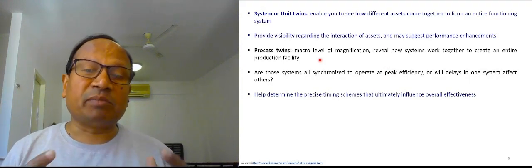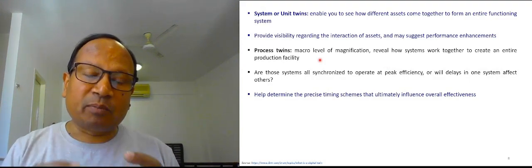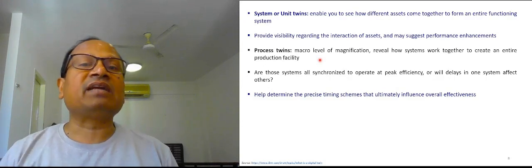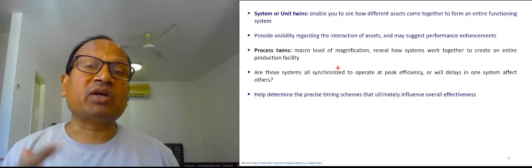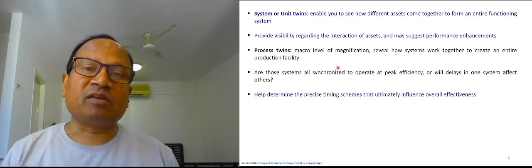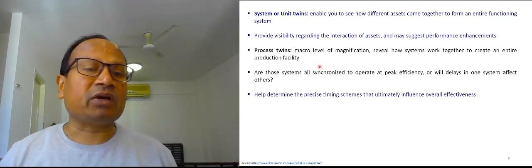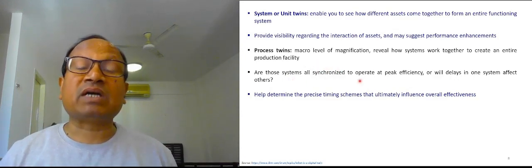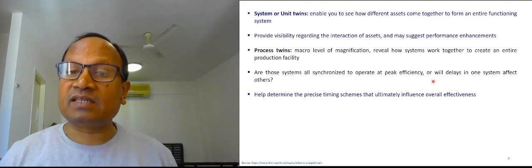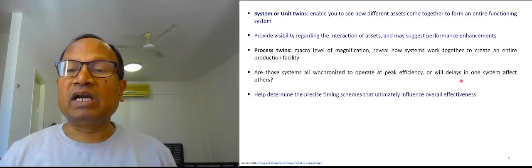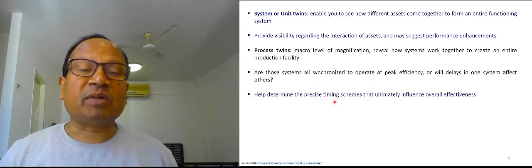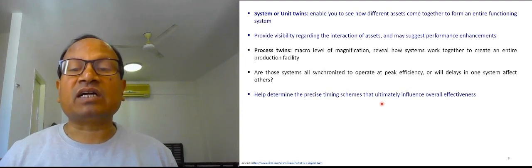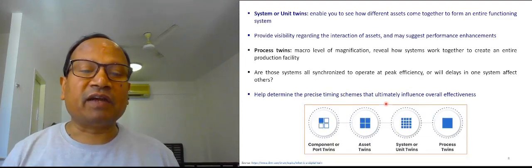So this is very important. I mean, at the process level, for all the processes involved in the system, we can create virtual processes so that we get better monitoring of the entire production facility, and whether the activities taking place are being performed appropriately or not. Are those systems all synchronized to operate at peak efficiency, maximum efficiency, or will delays in one system affect the others? It helps to determine the precise timing schemes that ultimately influence overall effectiveness. So these are the different types of twins.